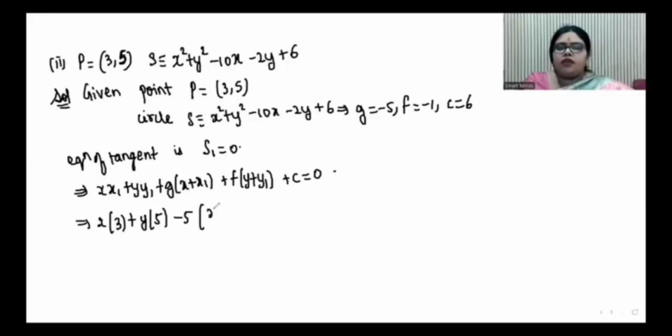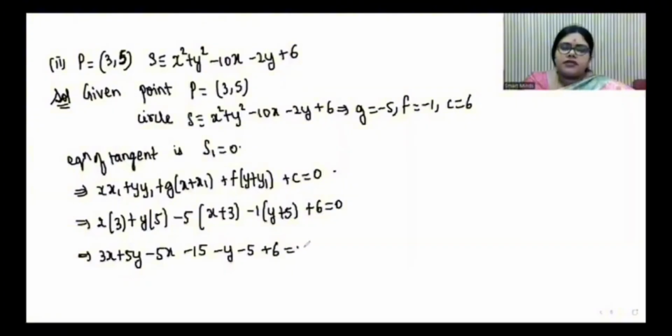g is minus 5 into (x plus 3). f is minus 1 into (y plus 5). c is 6. So this is 3x plus 5y minus 5x minus 15 minus y minus 5 plus 6 is equal to 0. So minus 2x plus 4y minus 15 minus 5 is minus 20. Minus 20 plus 6 is minus 14 is 0. Now take minus 2 common. x minus 2y plus 7 is 0.